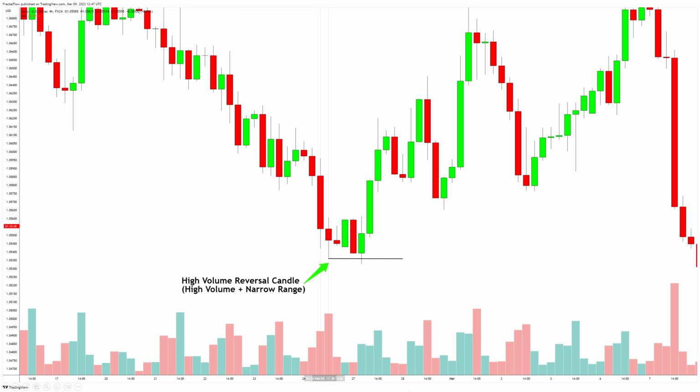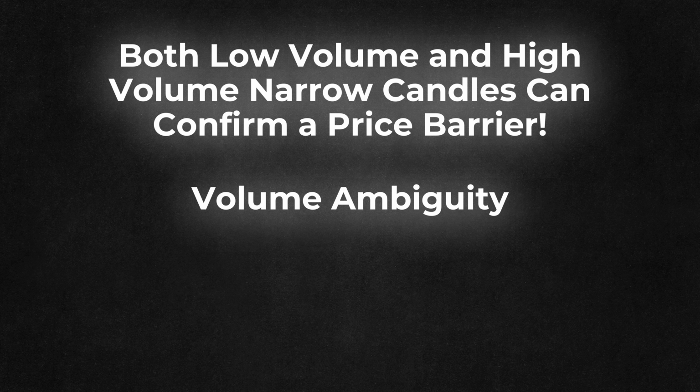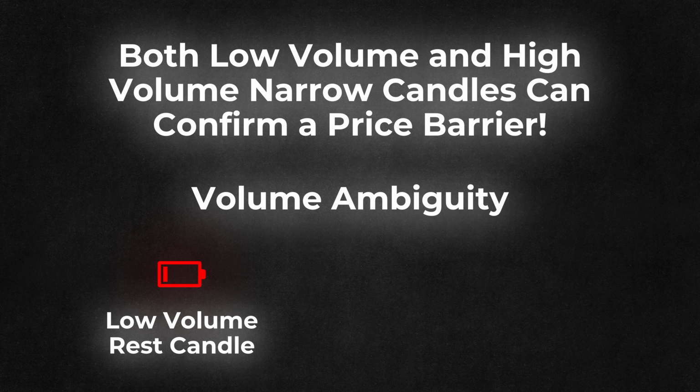Notice an interesting detail about narrow range candles. Both the high volume and low volume versions of narrow range candles can mean a reversal, but for different reasons. This is called volume ambiguity. A narrow range candle with low volume means there is lack of interest in the current side of the market, which can mean a reversal in the near future.